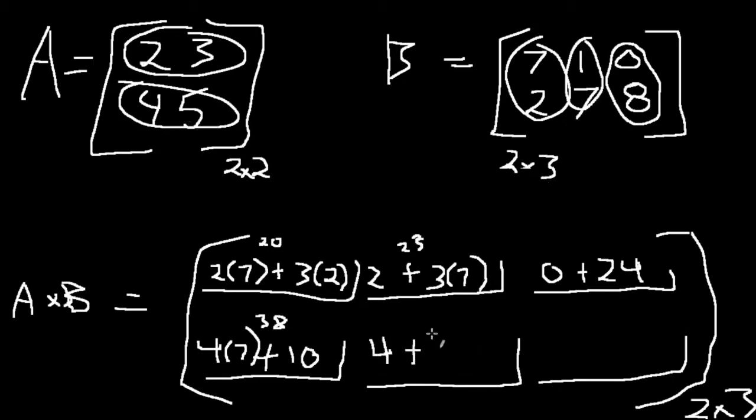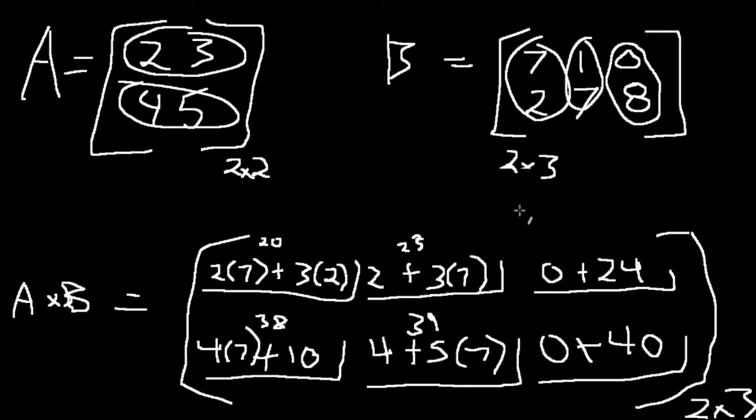And then 5 times 7, which is 35. So then we get 35 plus 4, and we end up with 39 in this spot. And over here we get a 4 times 0, which is just going to be 0, plus 5 times 8, which is going to be 40. We just end up with 40 there. So there's our resulting matrix. It's a 2 by 3 with those numbers 20, 23, 24, 38, 39, and 40. And it came from these small numbers. So that's pretty much it for matrix math and multiplication.